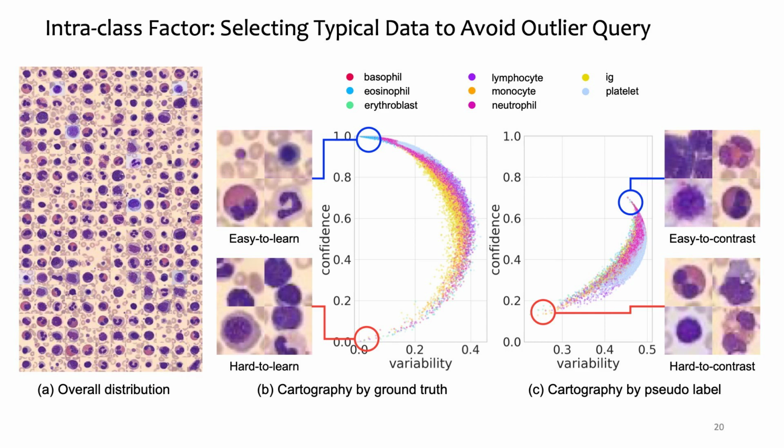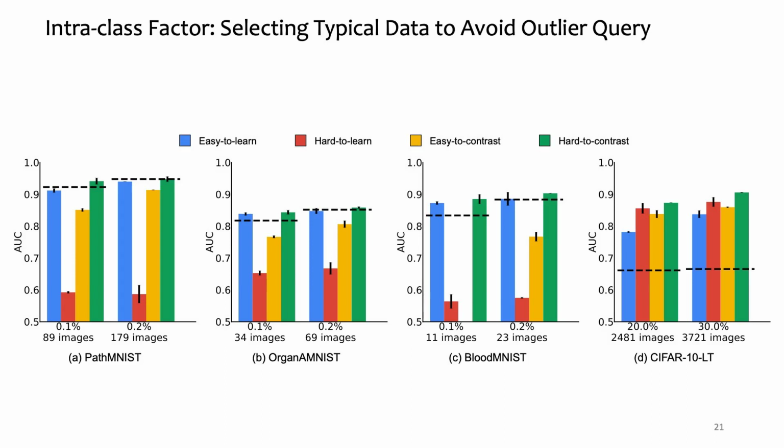Hard to learn and hard to contrast pick samples with different characteristics, positioned differently on the data map. Hard to contrast samples are difficult to contrast with other samples in contrastive learning, especially hard to distinguish from samples of the same class. So we can consider hard to contrast samples to represent the most typical part of each class. Bar plots show that hard to contrast performs the best on both medical and natural images, outperforming easy to learn, easy to contrast, and hard to learn.